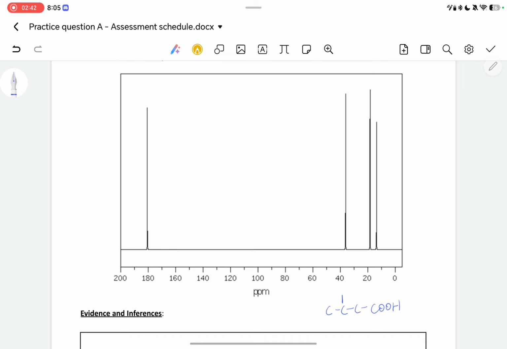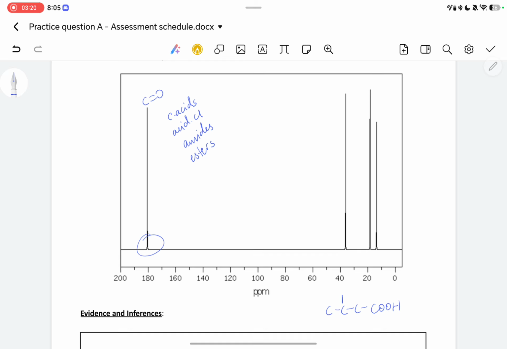Now let's look at its ppm. There's one at 180. Looking at our data sheet, 180 indicates COO for carboxylic acids, acid chlorides, amides, and esters. So now we need to cross out 3 of those and conclude that it's the 4th one. That is our organic compound.